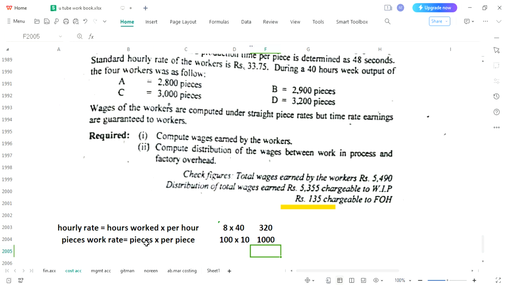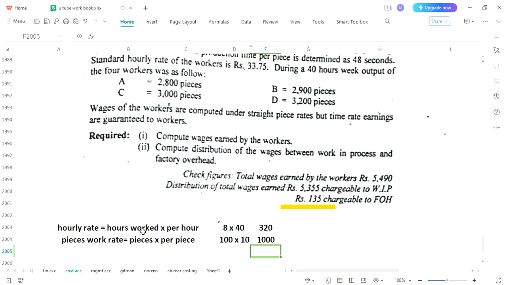Workers are directly associated with production. In offices or in financial accounting, we don't have such concepts. Only in management accounting and cost accounting do we see that workers would be paid according to their level of production, their level of working, and the hours they have worked. So when a worker is taking wages according to pieces, the number of units he manufactures and the per piece rate are decided, multiplied, and then we get wages.